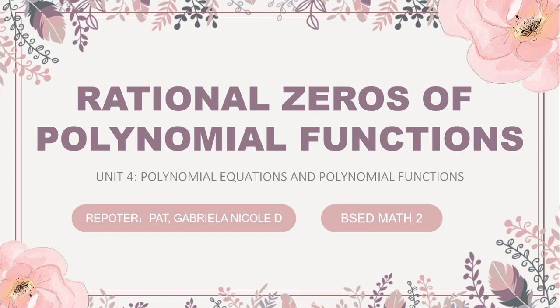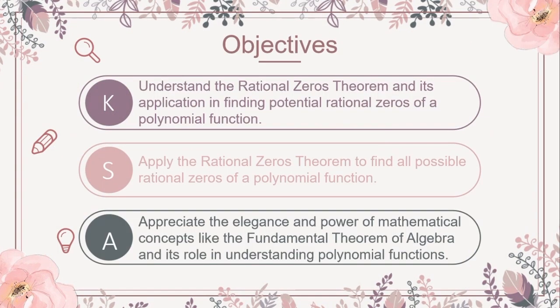In this video, we are going to talk about the rational zeros of polynomial functions. So let's proceed to the objectives. For our knowledge, understand the rational zeros theorem and its application in finding potential rational zeros of polynomial functions. For our skills, apply the rational zeros theorem to find all possible rational zeros of a polynomial function. And for our attitude, appreciate the elegance and power of mathematical concepts like the fundamental theorem of algebra and its role in understanding polynomial functions.